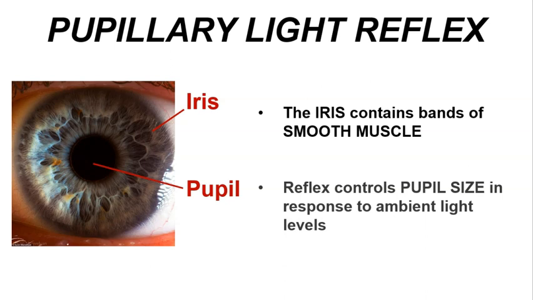This reflex controls the size of the pupil that's in the center of the iris, and it's the pupil that controls how much light enters the eye and falls on the retina, which contains the sensory receptors of our eye. Light that is too bright can damage our retina, so the pupil tends to constrict to let less light into the eye, while dim light causes the pupil to dilate and let as much light into the eye as possible.